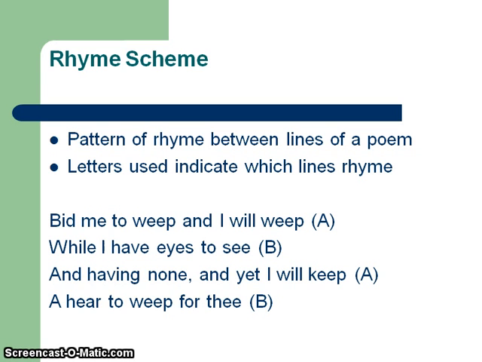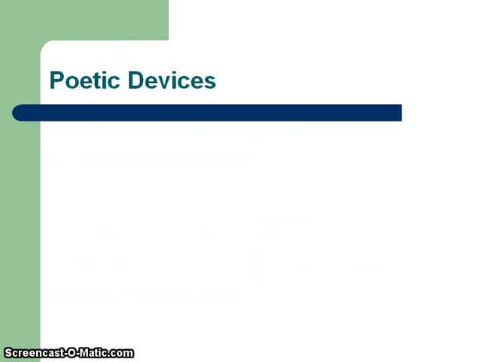Rhyme scheme is the pattern of rhyme between lines of a poem, and the letters I have below in this example indicate which lines rhyme. So, "Bid me to weep, and I will weep, while I have eyes to see, and having none, and yet I will keep, I hear to weep for thee." So you can see that A, B pattern with weep and keep rhyming, and see and thee. That's a pretty easy example. So let's go over a few more of these definitions.